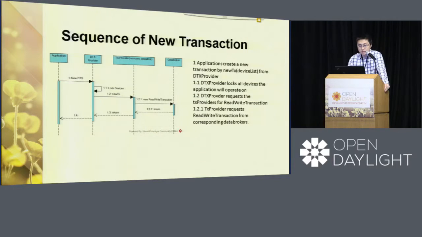So this is the sequence diagram to create a new transaction. To create a new transaction, the application has to pass all the devices that it is going to operate on to DTX, more accurately to the DTX provider. In the first step, this API is a synchronous API. The DTX provider first will lock all the devices, because the transactions are exclusive.